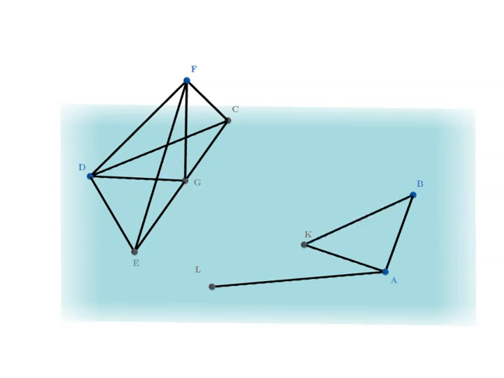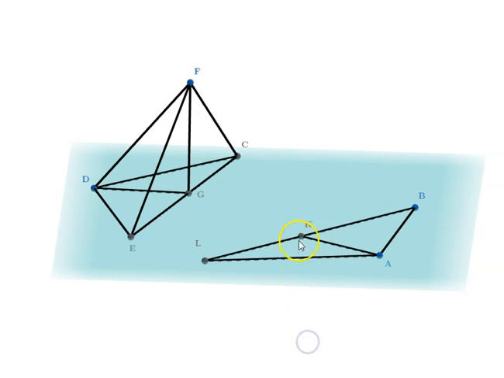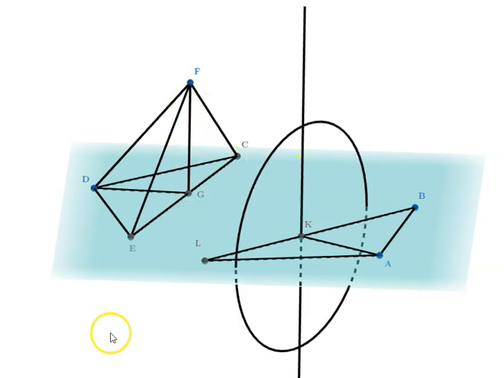Now we join BK and we join LK. And now we take a line perpendicular to this plane from K. So let's draw that line. And on this line, we cut off a segment equal to FG. So we draw a circle of radius FG with center at K. And we take this point of intersection.